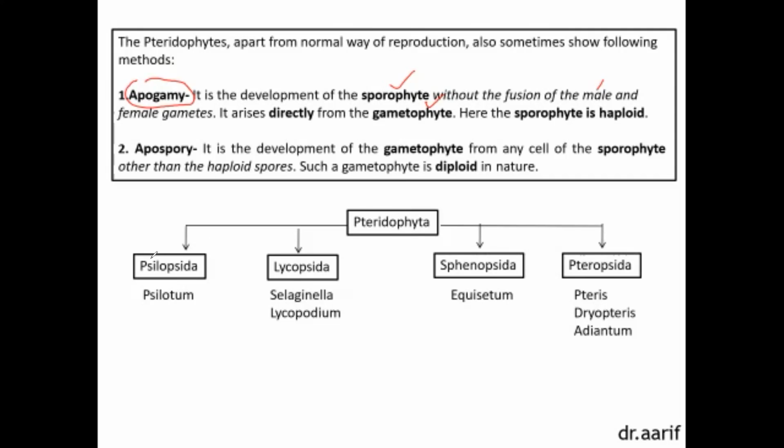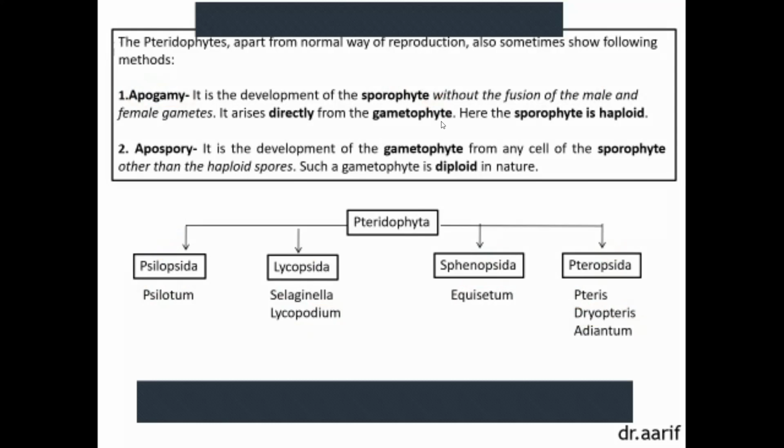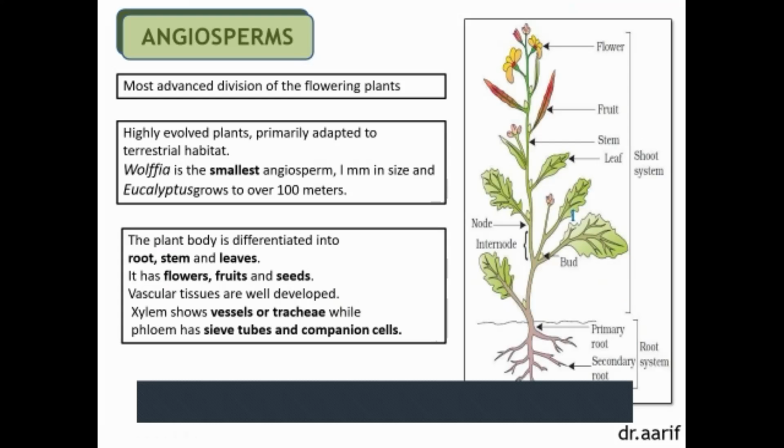Pteridophyte shows the first one Psilopsida, example Psilotum, then Lycopsida, example Lycopodium, then Sphenopsida, example Equisetum, and Pteropsida, example Pteris, Dryopteris, and Adiantum. Okay, these are some examples of Pteridophytes. Okay. So up to here we are going to talk about the Pteridophyte.